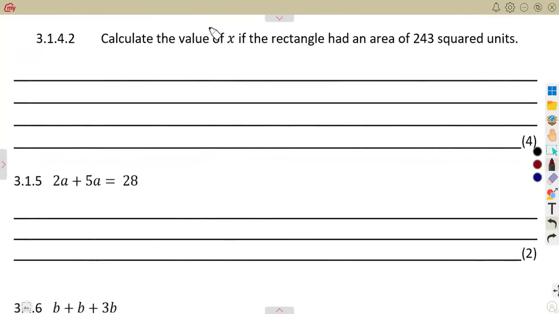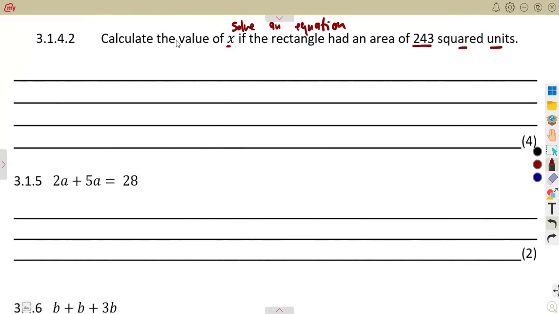3.142. Calculate the value of x if the rectangle had an area of 243 square units. So they want you to, the moment they are saying calculate the value of x, definitely you are supposed to solve what? An equation there. It's an equation that you're now talking about. You're supposed to solve. So you see the part of equation. They're asking you equations in a hidden manner. They're just trying to hide that.